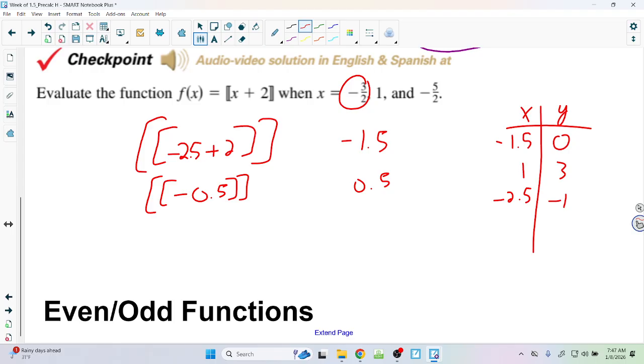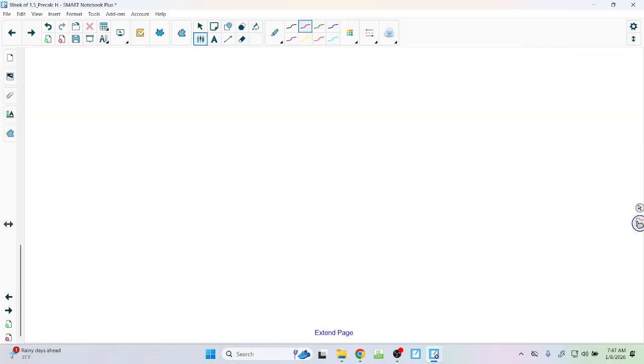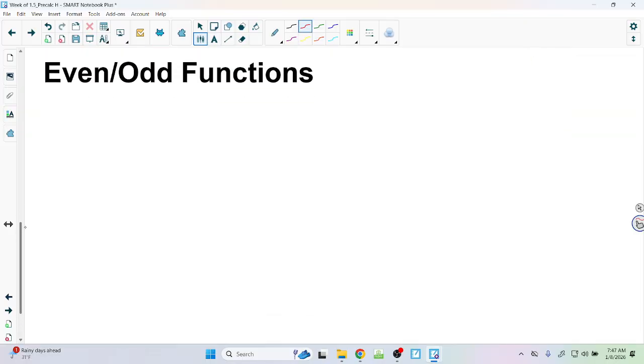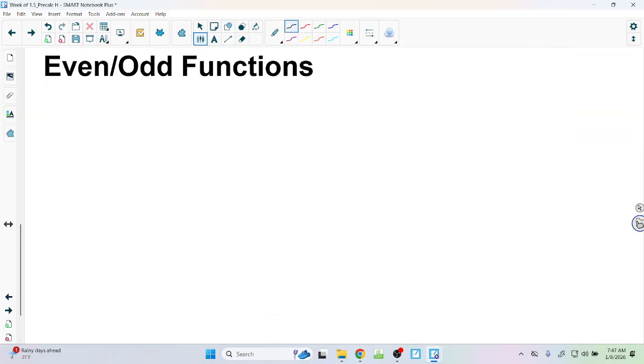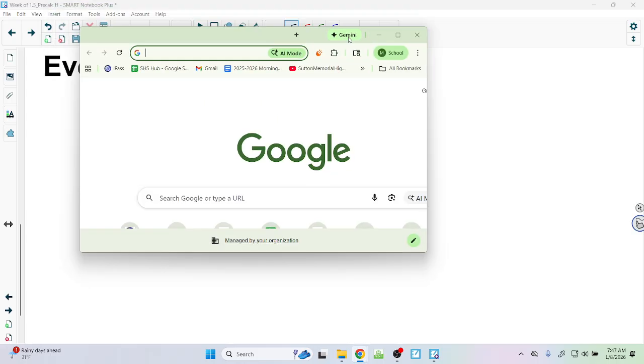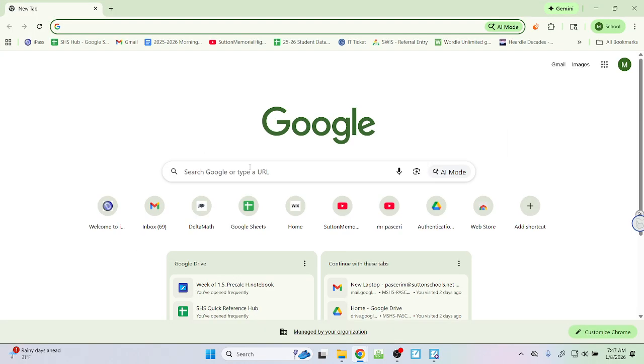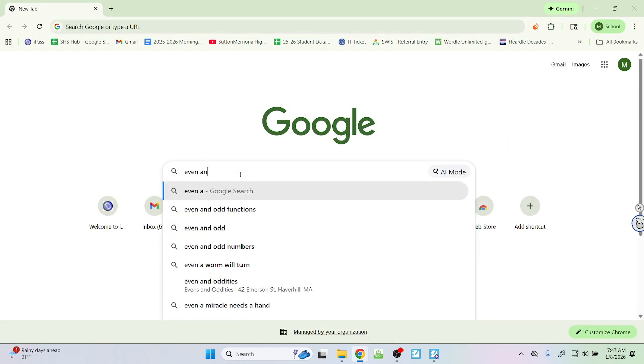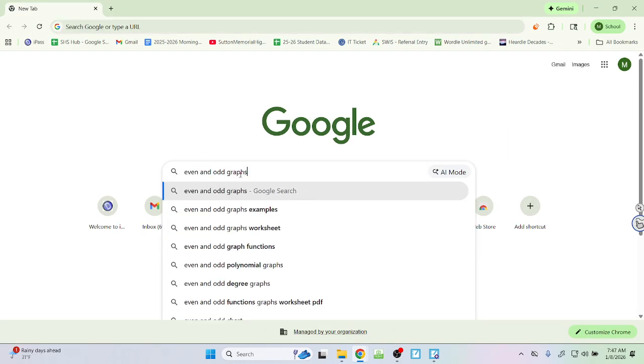All right? So I want to talk to you a little bit about even and odd, and then we'll wrap this section up. We'll do something else with transformations today. Even and odd functions are kind of interesting. I can give you examples of them just to look at. And I think if you just look at them for a second, you'll probably be fine. So I'll just show it to you. We're just going to get the idea of it. Even and odd graphs.